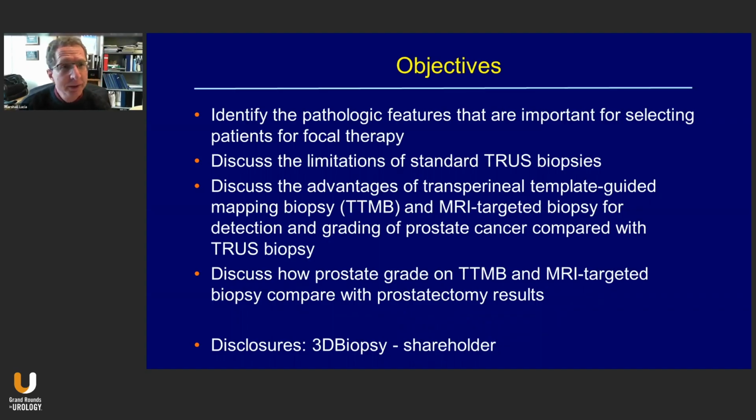So today, what I want to do is identify the pathologic features that are important for selecting patients for focal therapy and discuss the limitations of standard TRUS biopsies for getting there. Discuss the advantage of transperineal template-guided mapping biopsies, or what we call TTMP, and MRI targeted biopsy for the detection and grading of prostate cancer compared with TRUS, and discuss how prostate grade on both of these different techniques compare with prostatectomy results.